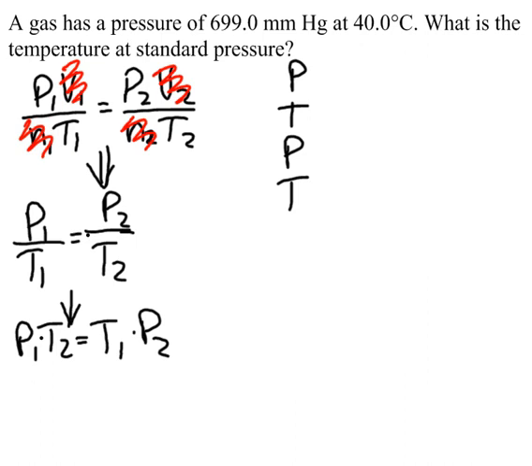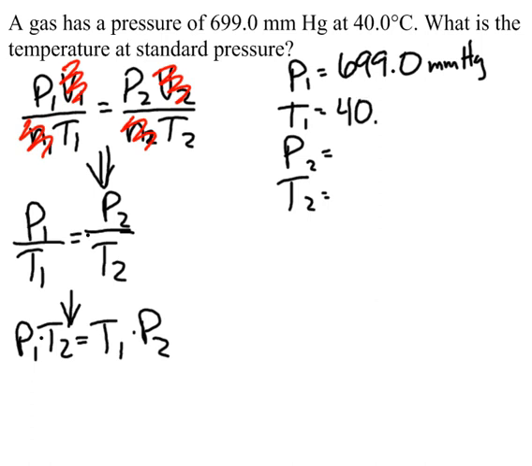But now I need to fill in my numbers. I need to know what my variables are in the first place. So 1, 1, 2, 2. My first pressure is 699.0, that's 4 sig figs, millimeters of mercury. My first temperature is 40.0 degrees Celsius, which we might as well convert into Kelvin now, because we're going to do it anyways. So 40 plus 273 is 313 Kelvin.